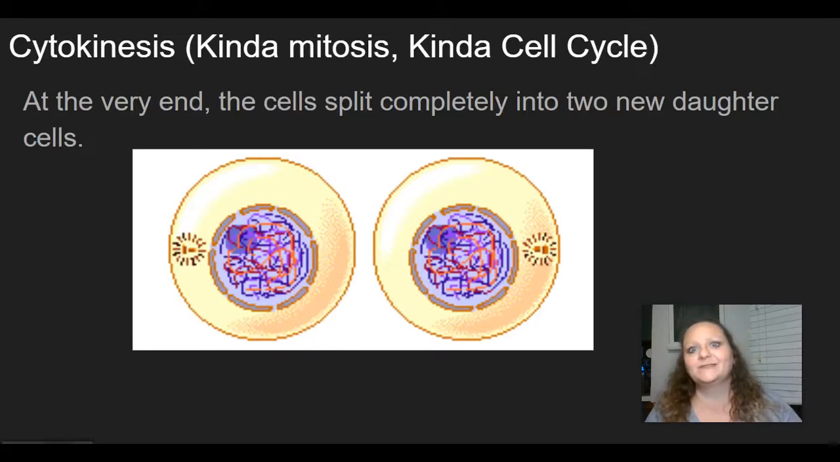Cytokinesis, kind of mitosis, kind of cell cycle. It's at the very end, the cells are completely split into 2 new daughter cells.